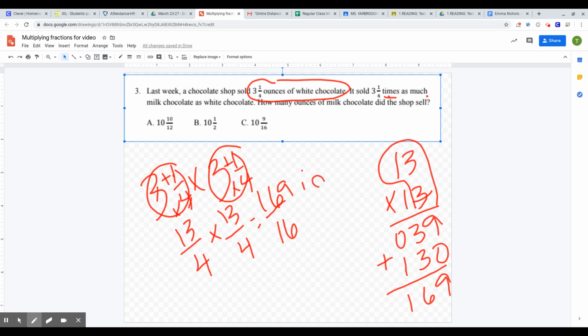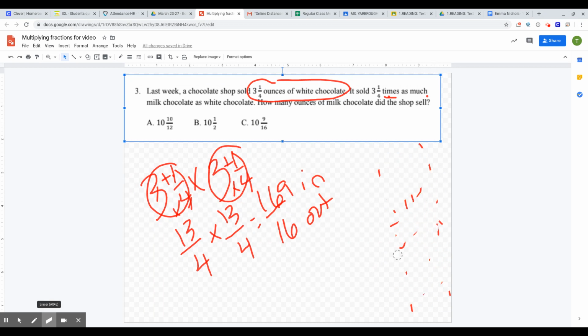We'll use in and out. I'm going to erase over here on the side to give myself some more workspace. And that looks good. So now we have 16 into 169.